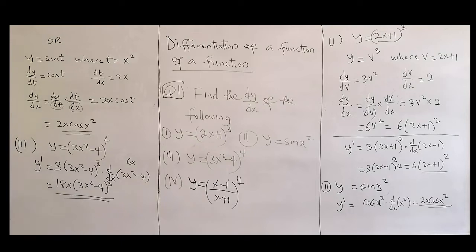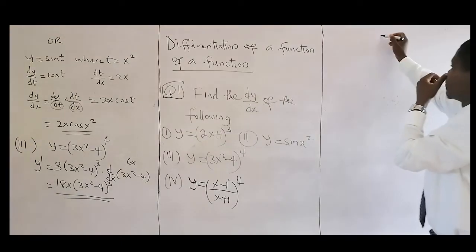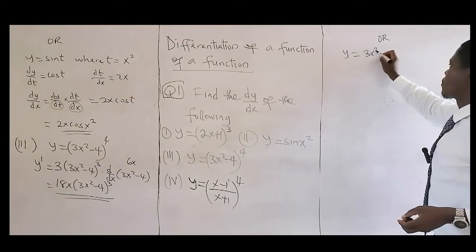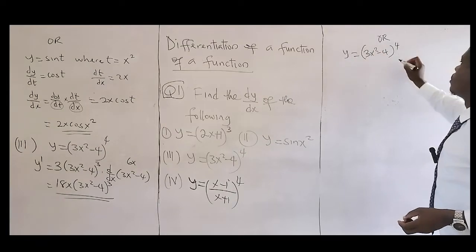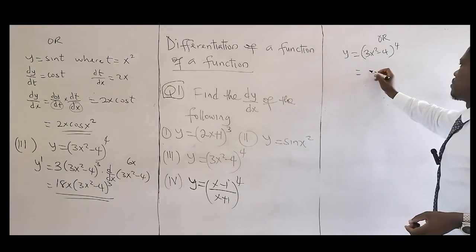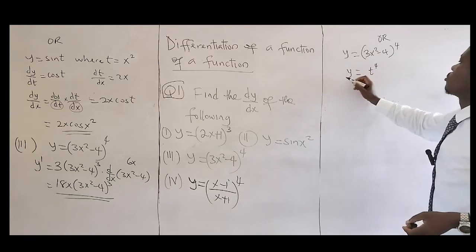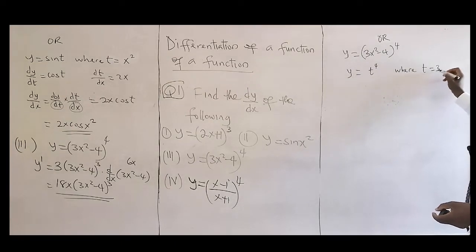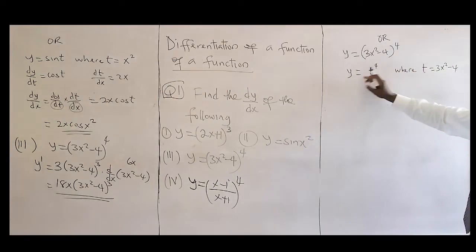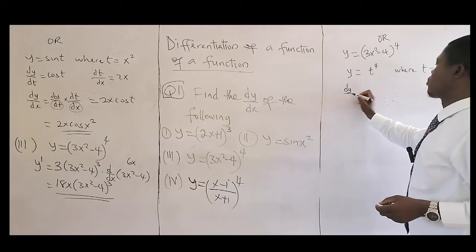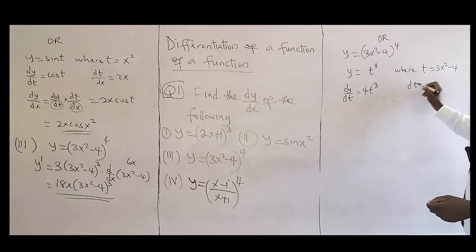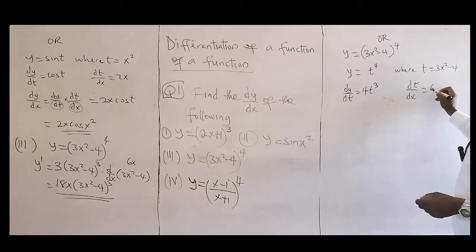And if you want to use the longer steps, another method for number 3: we say y equal to (3x squared minus 4) to the power 4. I'm giving it t, so y equals t to the power 4, where t is equal to 3x squared minus 4. So y is a function of t, and t is a function of x. So dy/dt is equal to 4t cubed, and dt/dx is 6x.